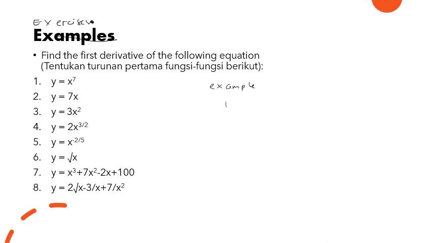Say that y equals 5x^(1/3). Okay, so the first derivative of that is 5 times 1/3 x^(1 minus 1/3). So that will be 5/3 x^(2/3), since 1 minus 1/3 is 2/3. So that's it.